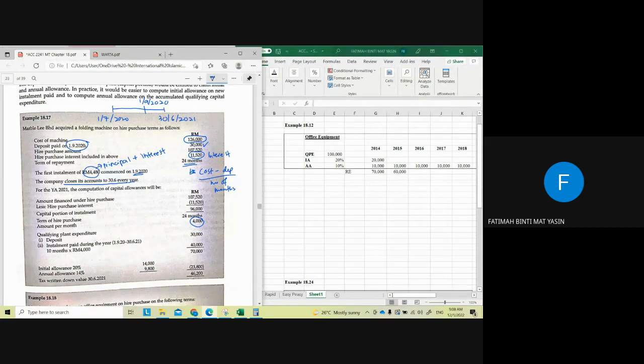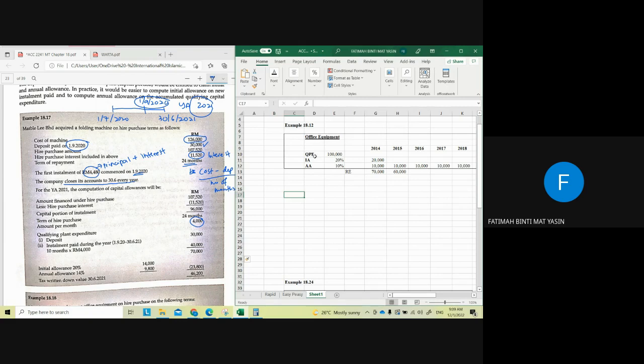When you look at 1st September 2020, the company acquired the asset in which YA? This is the basis period, which is 1st July 2020 up to 30th June 2021. So this date is under which YA? 2021, yes, correct. Therefore, the company can claim for this asset the initial allowance and also the annual allowance starting from YA 2021. So you start with 2021. Just copy and paste.